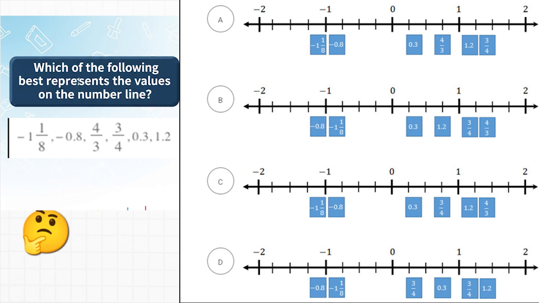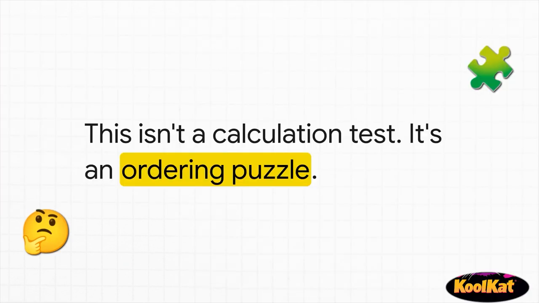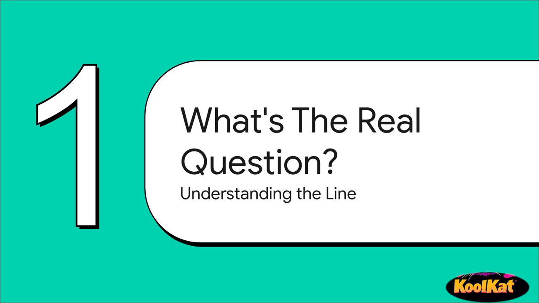Because here's the big secret, right? This isn't really about doing a bunch of complicated math. It's an ordering puzzle. That's it. All we have to do is get these numbers to stand in a nice, neat line from smallest to largest. So before we even touch a single number, let's take one step back and make sure we're all on the same page about what a number line is actually doing.